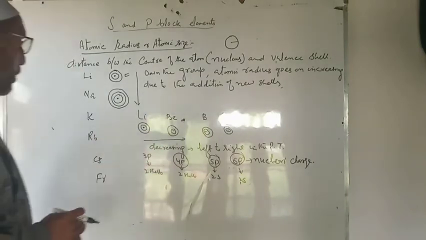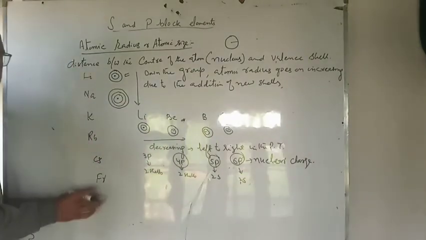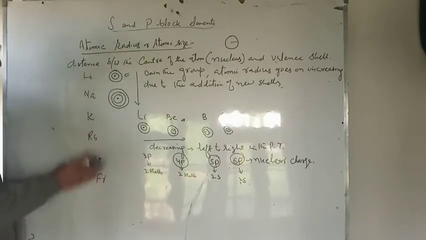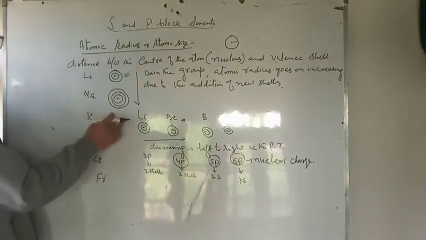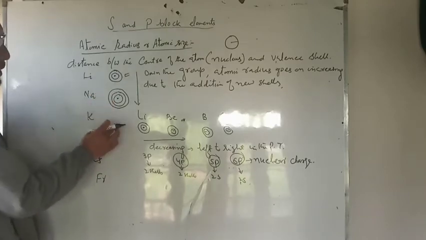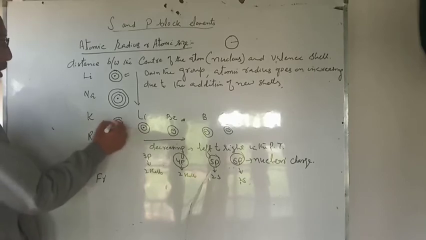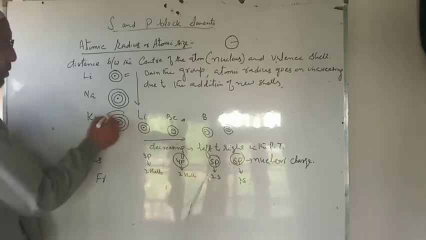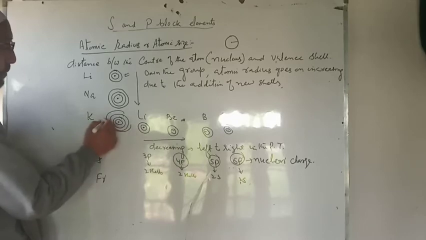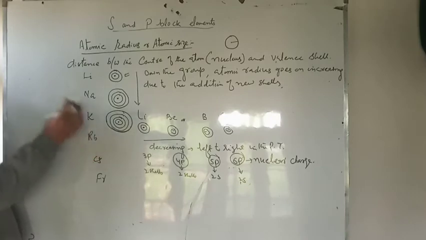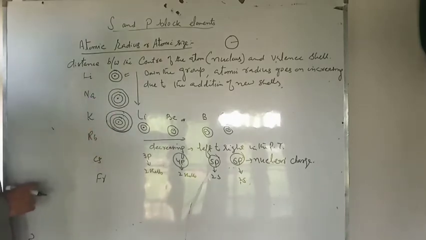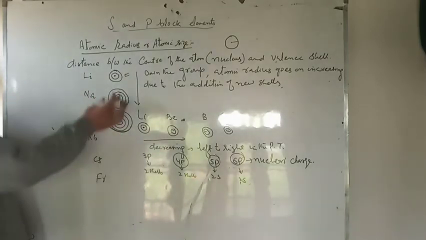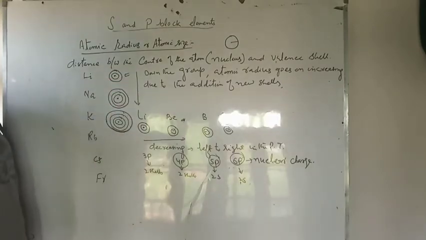Now, one thing more. Let us come back to this group first. When we move from top to bottom, we observe the number of shells goes on increasing. When the number of shells increases, that means size increases. In case of potassium, you will now observe there are 4 shells, and the presence of 4 shells makes potassium larger in size than sodium. As we have just seen, on moving down the group, the size of the atoms goes on increasing because of the increase in the number of shells.